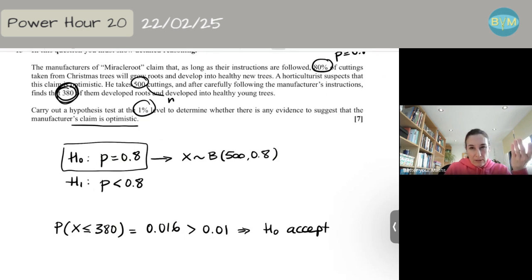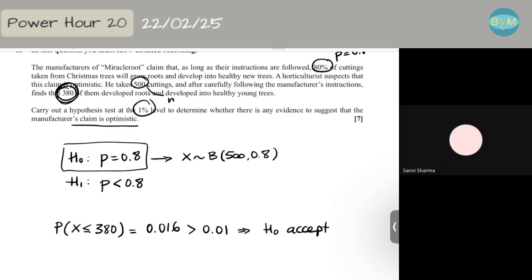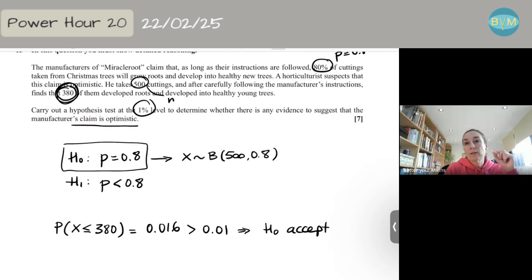So what should be my conclusion? Do you remember what I should write? We are accepting this one. Tell me, Sammy. Would you say you accept H0 because there's insufficient evidence to suggest that they'll develop into healthy young trees? Exactly. So what I'm going to say is that there is insufficient evidence, or not enough evidence, to support that the manufacturer's claim is optimistic. That's what you are testing, really.